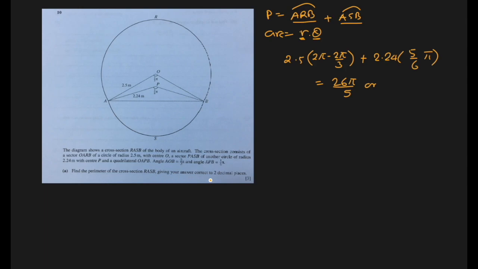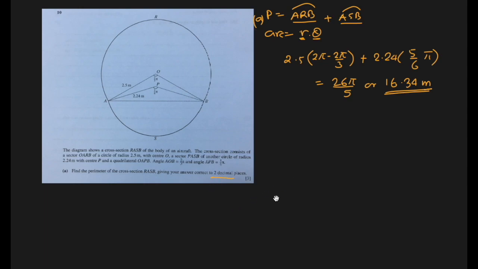Did they say decimal? Correct, to 2 decimal places they did. So it will be 16.34 meters. That is the perimeter. And this is the A part.